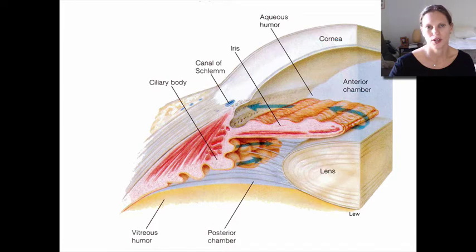You may have, since you've taken anatomy more recently than me, they may have given it another name by now, but I learned it as the canal of Schlemm. So what we're moving towards talking about is glaucoma.